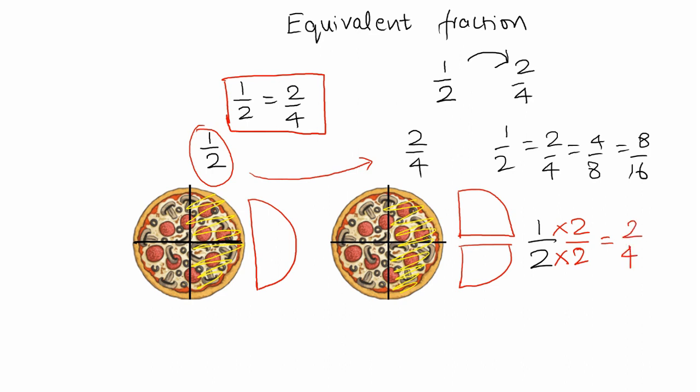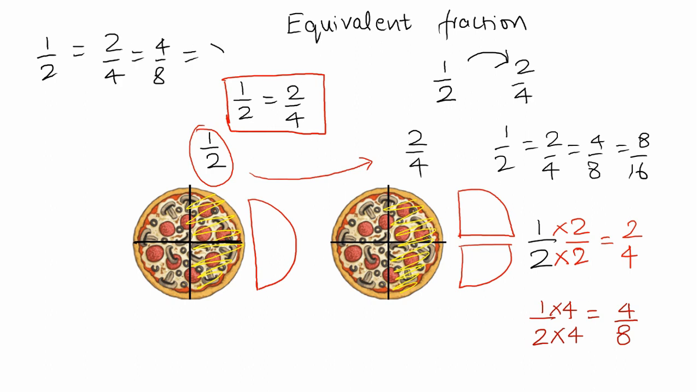So 1 into 2 is 2 and 2 into 2 is 4. Now again 1 by 2, if I want to convert it into 4 by 8, I will multiply by 4 in the denominator and multiply by 4 in the numerator. I will get 4 by 8, isn't it? So my fraction can be written in any form. So 1 by 2 is equal to 2 by 4 is equal to 4 by 8 and is equal to 8 by 16, isn't it? Yes. Now you can do any calculation with it. This would be used in multiplication. This would be used in subtraction and addition of fractions.